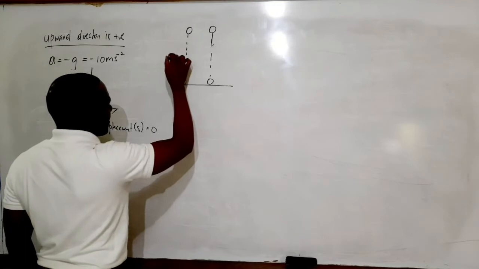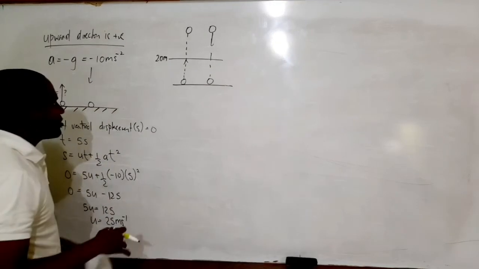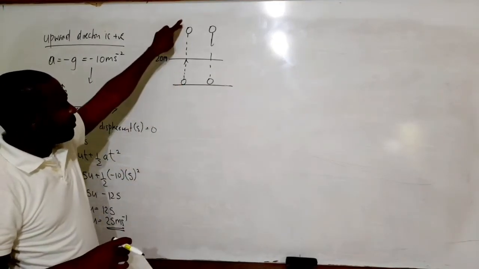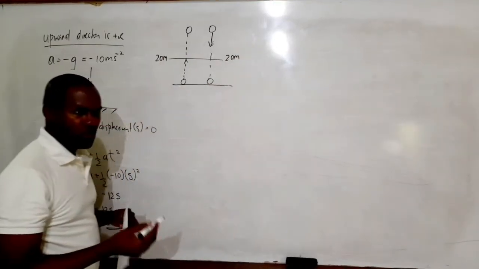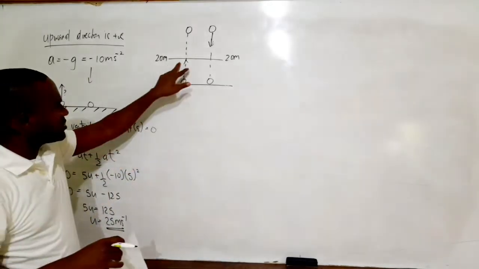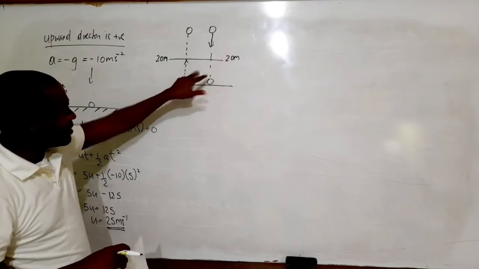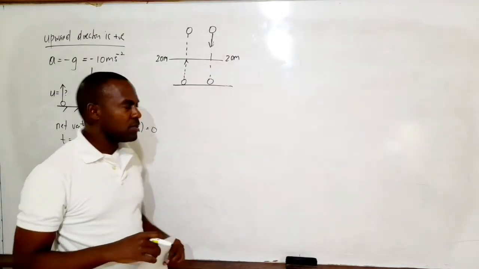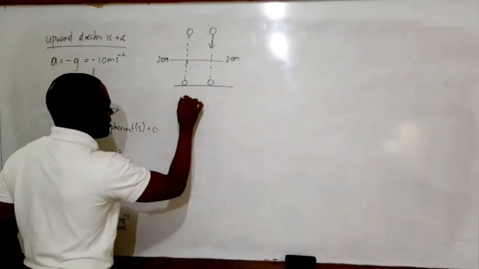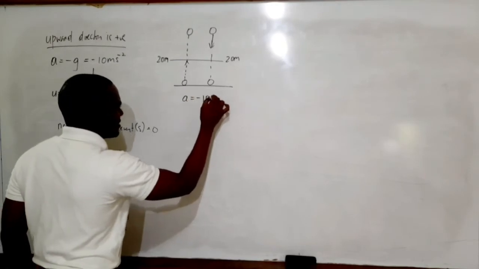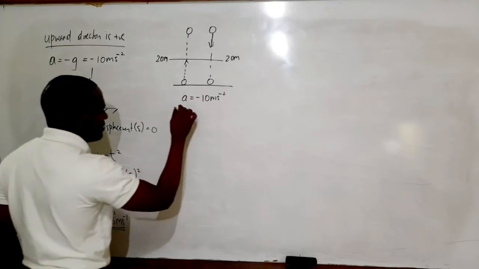Now let's say at this level it's at 20 meters. So the stone will be at 20 meters on its way up, and it will also be at 20 meters on its way down. So what we will do is find these two times at which it is at 20 meters from its launch position, and then the difference between those two times will be the answer to our question. So from this part, the information that we still have is the acceleration a equals minus 10 meters per second squared. Now we have the initial velocity, u equals 25 meters per second.